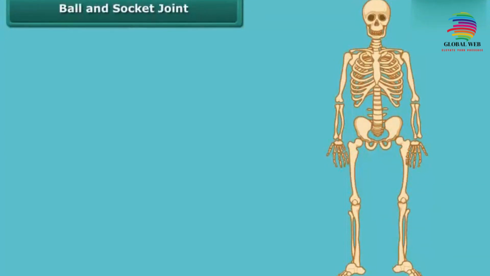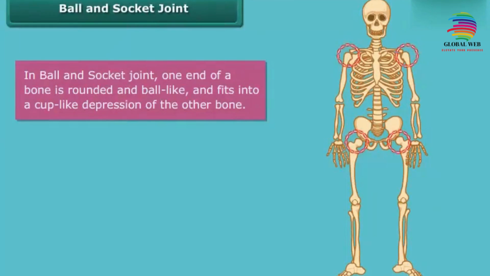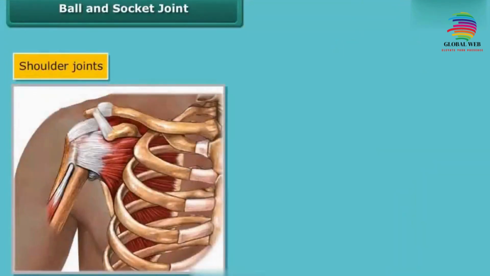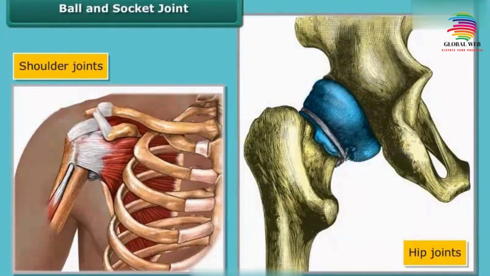Ball and socket joint. In a ball and socket joint, one end of a bone is rounded and ball-like and fits into a cup-like depression of the other bone. It provides movement in any direction. Shoulder joints and hip joints are examples of ball and socket joints.